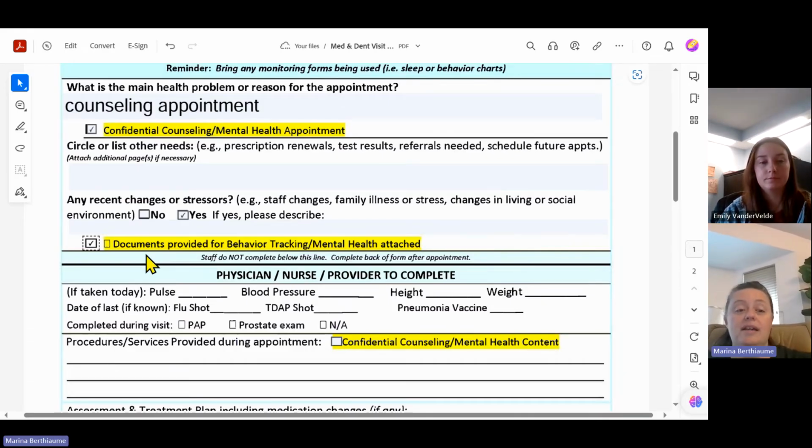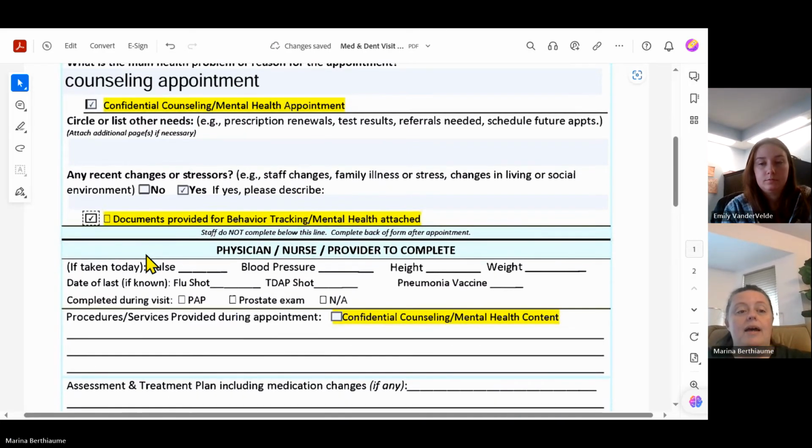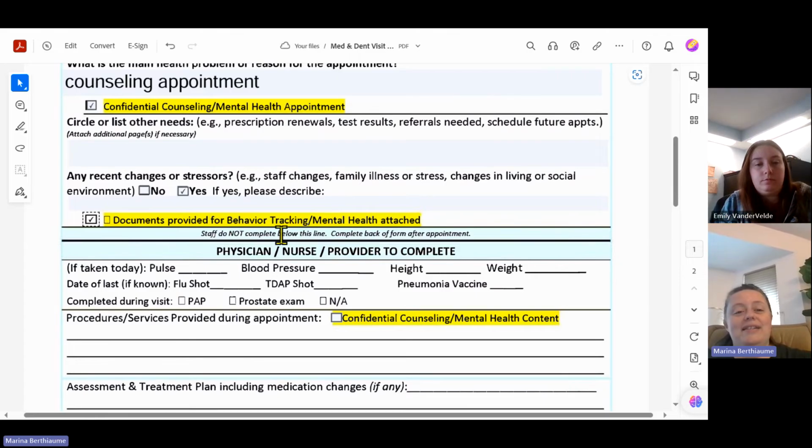You have those ready to give to the provider if they have asked, because they want to review those documents. Okay, then you reach a line here that says staff do not complete below this line. We like that line because we're done with our part for before the appointment. We're not done for after the appointment, but we're at least done for what we need to do before the appointment happens. So now we're going to the appointment, and this form you're going to hand to the provider.